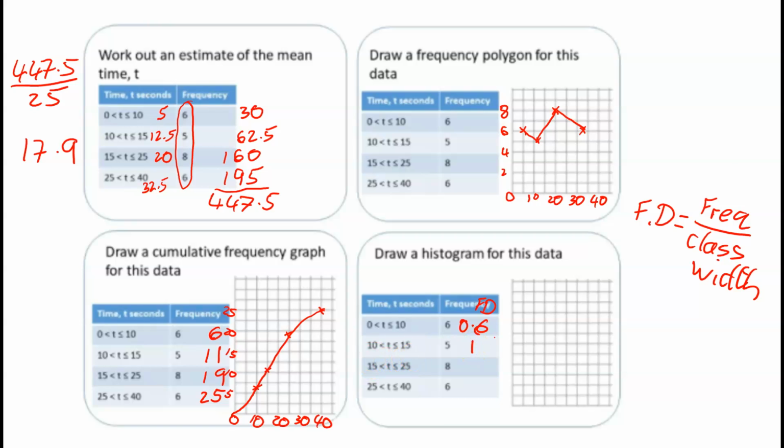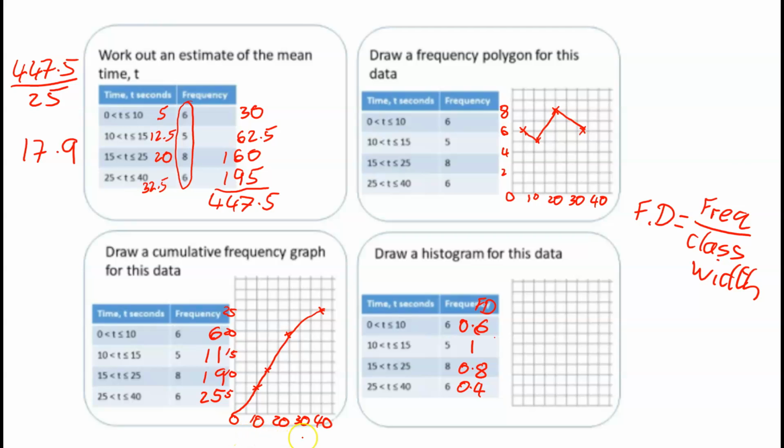Next one's 10. So 8 divided by 10. And this time we've got 15. 6 divided by 15, which is 0.4. Right, okay, at least we've got some good numbers to plot.